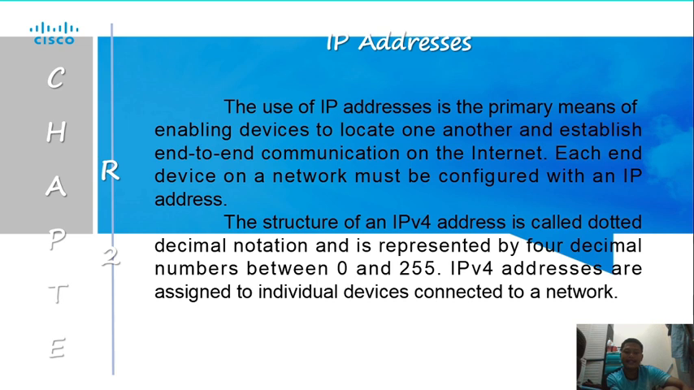So, IP addresses. IP addresses are the primary means of enabling devices to locate one another and establish end-to-end communication on the internet. Each end device on a network must be configured with an IP address.